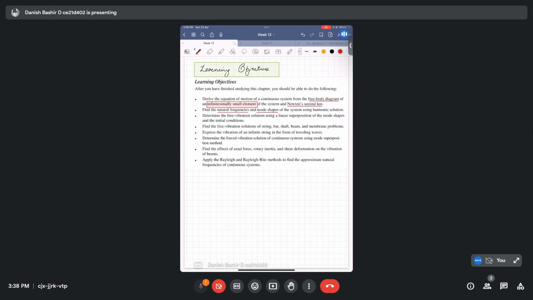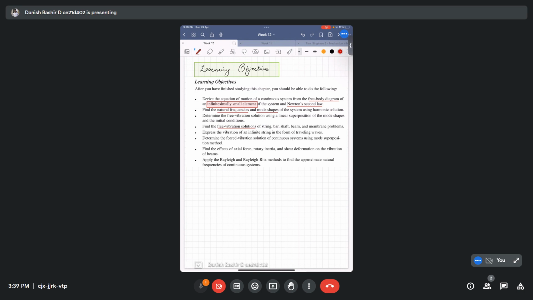We will then determine the free vibration solution using linear superposition of modes and the initial conditions. This will be the initial condition problem. Obviously it's a dynamic problem. And we will be finding the free vibration solutions. With free vibration solutions, we will be dealing with, first, the string.